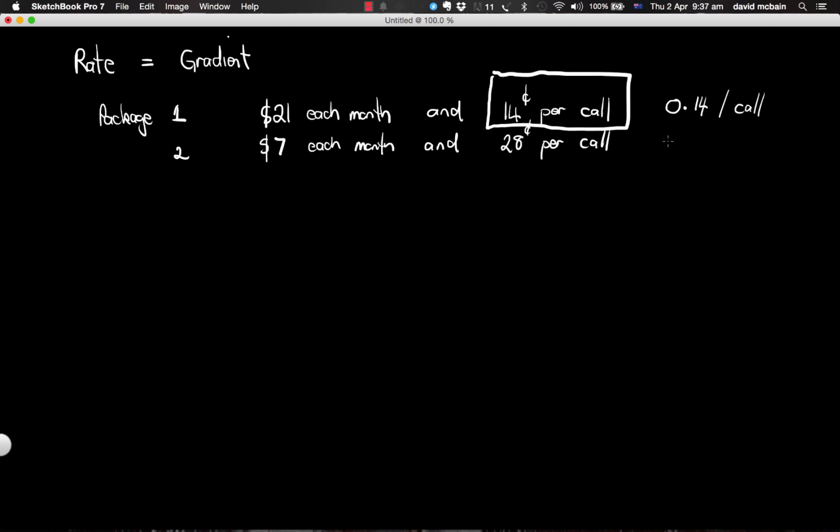In the second package, it would be $0.28 per call. And these values over here, this is how much you just have to pay regardless of how many calls you make. You've got to pay at the beginning of the month, you've got to pay $21 on this plan, and you've got to pay $7 on this plan, no matter what else you do. So if we now let C equal how much is going to cost us per month. So let's define our variable. C is the cost, total cost per month. And we will let N, I think that's the variable they've chosen, N equal the number of calls.